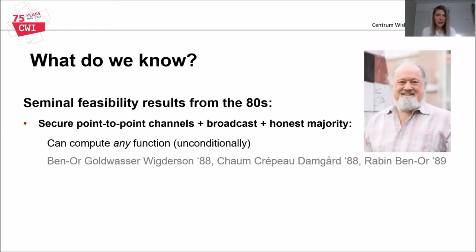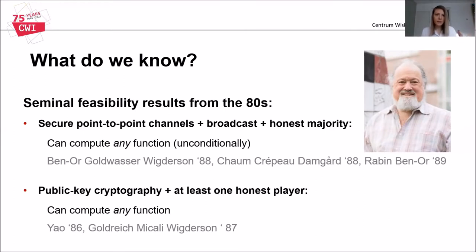And fortunately not. We already know since the 80s that basically every computation that you can think of, every function that you might want to compute, you can do so. Either if you assume that less than half the parties are colluding, so you have an honest majority, or if you rely on public key cryptography, you can even tolerate that all but one parties are corrupted. And I want to stress here that this is not only the case if you assume that parties follow the protocol, but also for parties that try to do whatever they want to do in order to get the most information or in order to screw up the computation in the end.